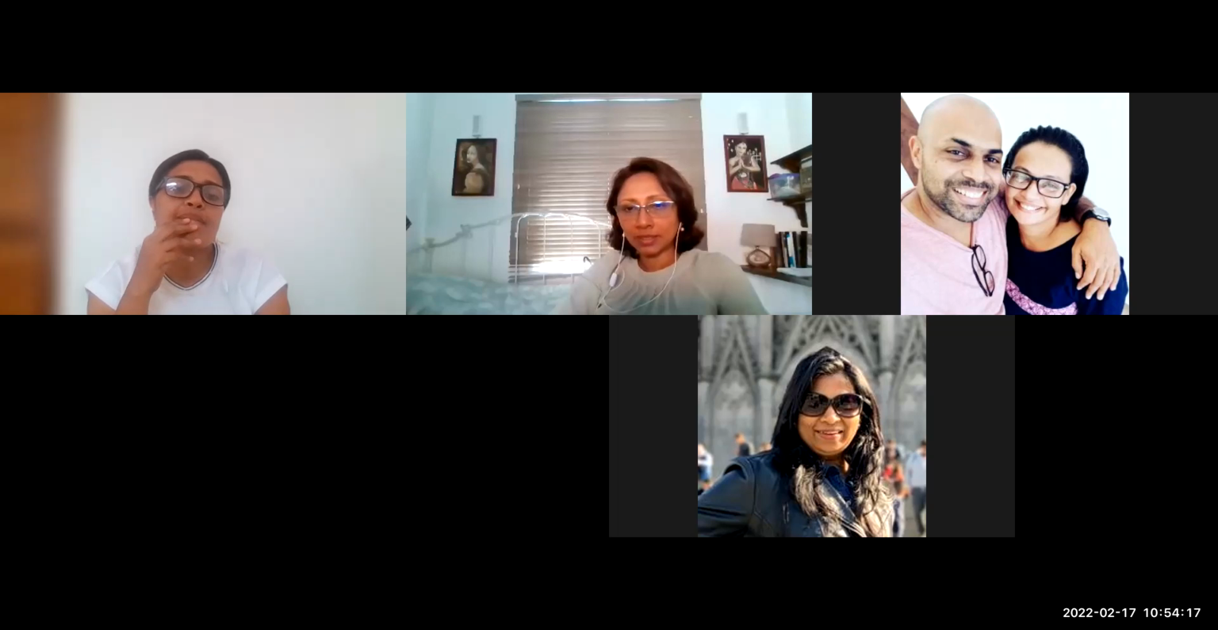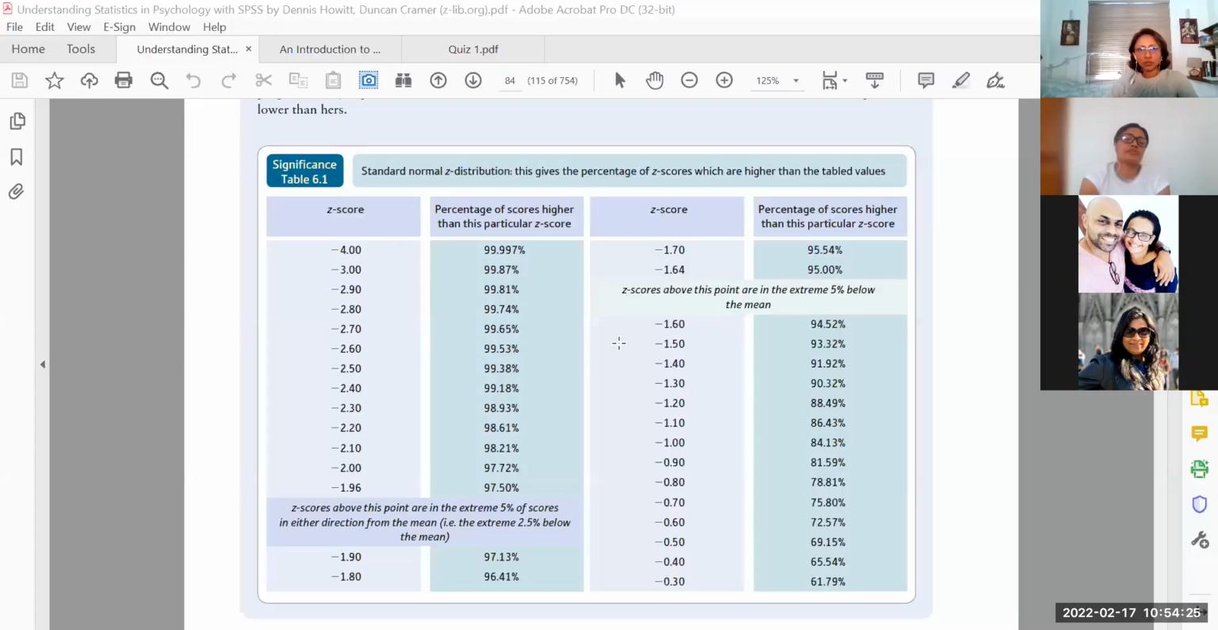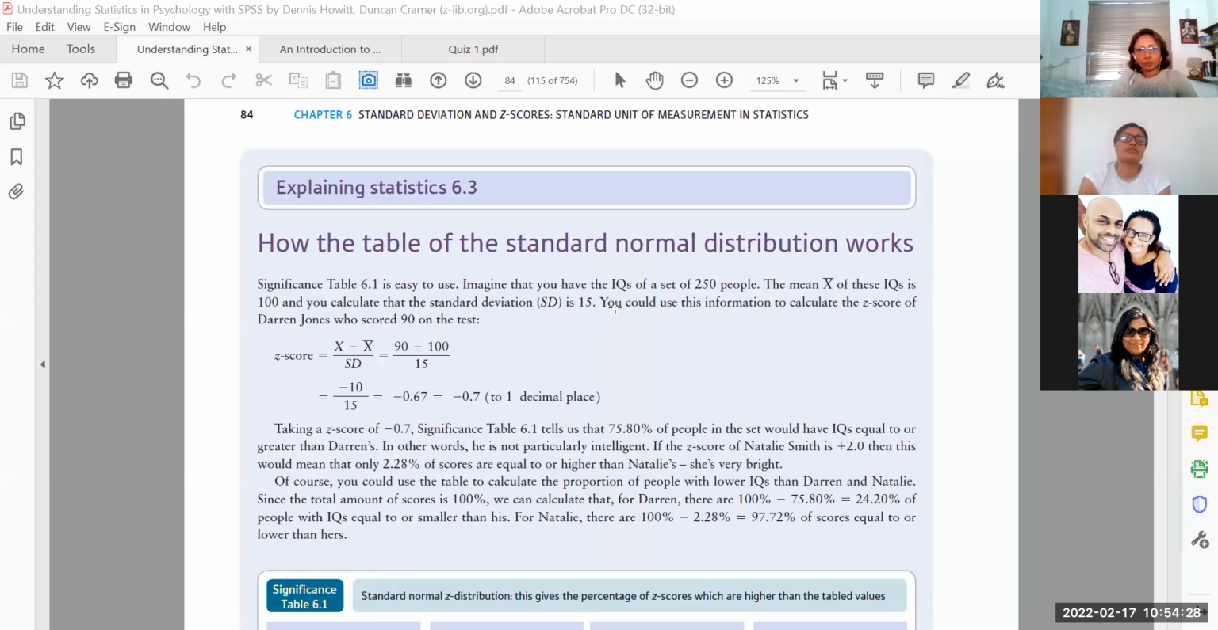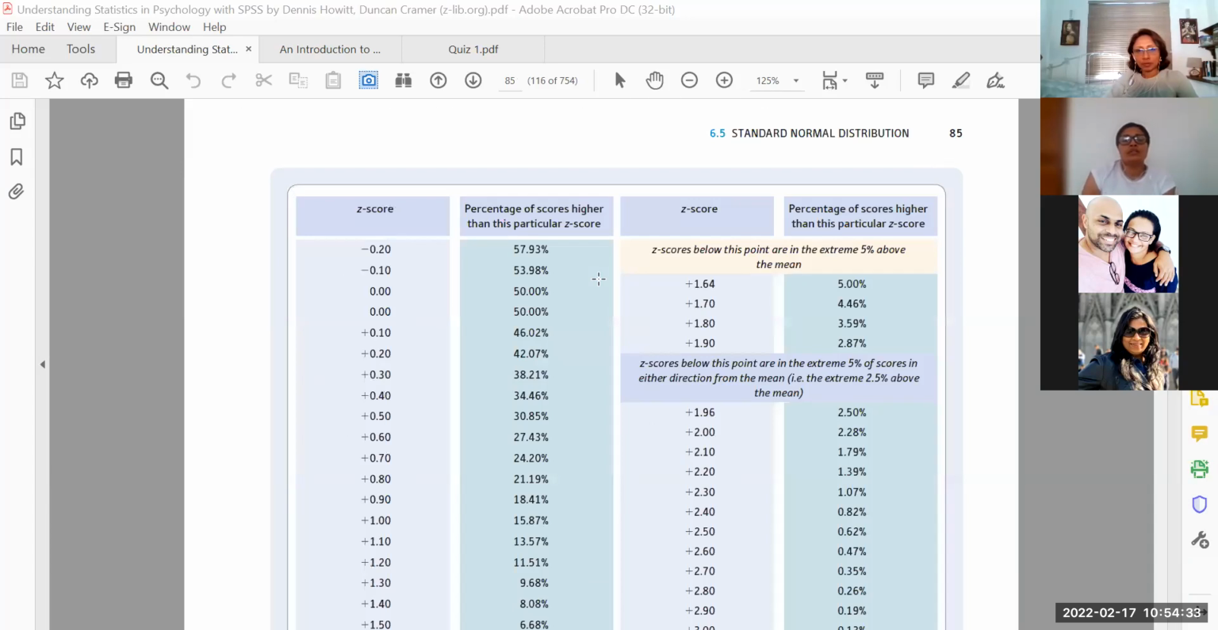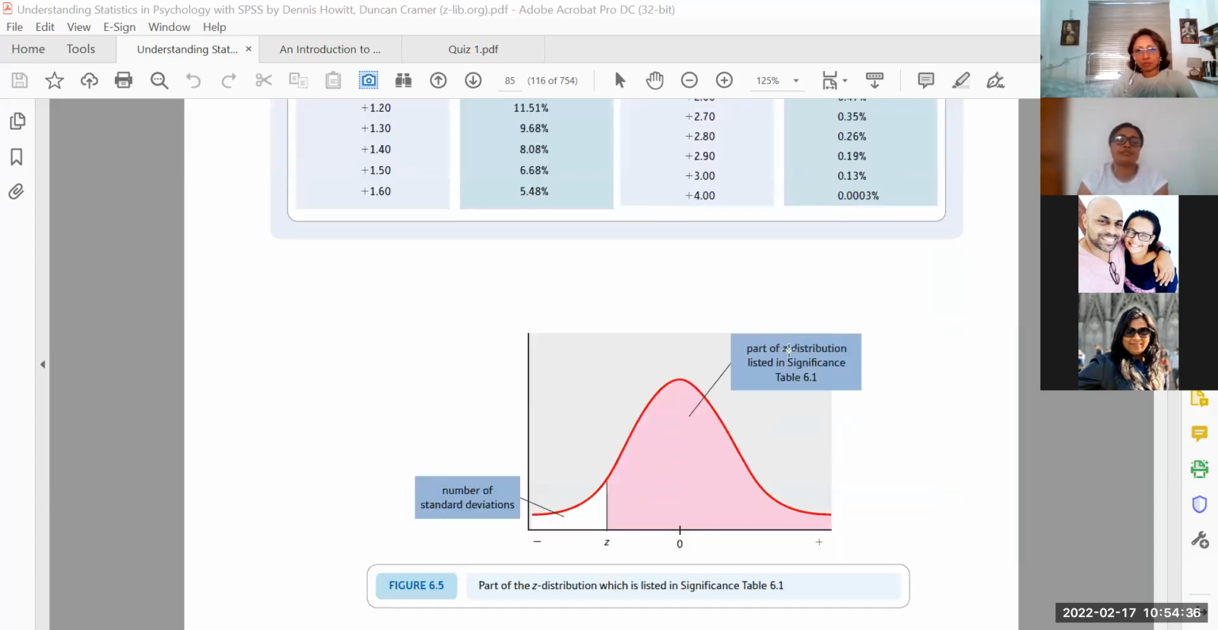So let me quickly share the screen again to show you that. This is your textbook. Okay. So you see, part of the Z distribution listed in the significance table, number of standard deviations. So this is your mean. You can see this is a normal distribution curve, symmetrical, right? So you have your mean here and your Z score is here.